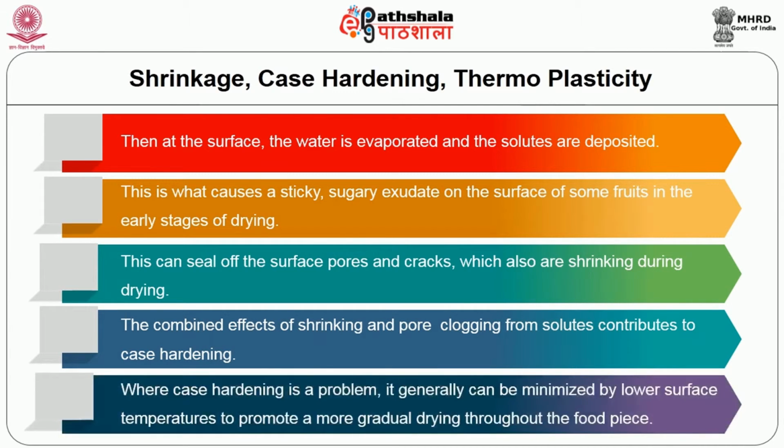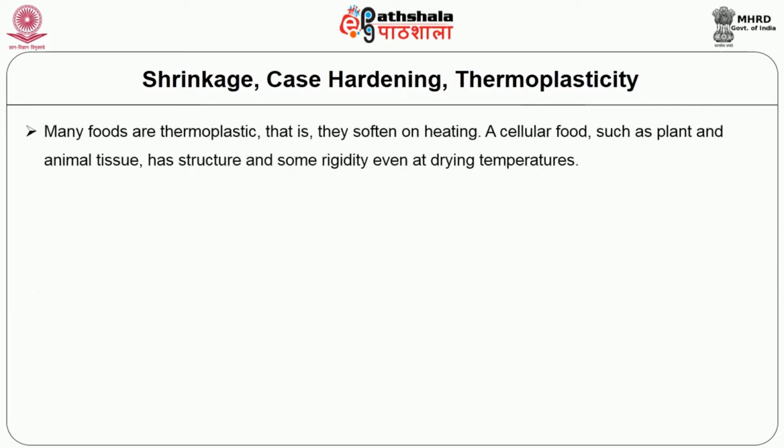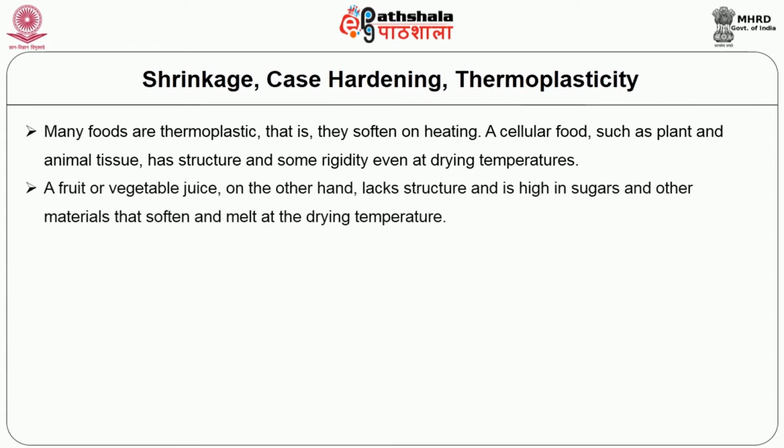Where case hardening is a problem, it generally can be minimized by lower surface temperatures to promote a more gradual drying throughout the food piece. Many foods are thermoplastic, that is, they soften on heating. A cellular food such as plant and animal tissue has structure and some rigidity even at drying temperature. A fruit or vegetable juice, on the other hand, lacks structure and is high in sugars and other materials that often melt at the drying temperature.